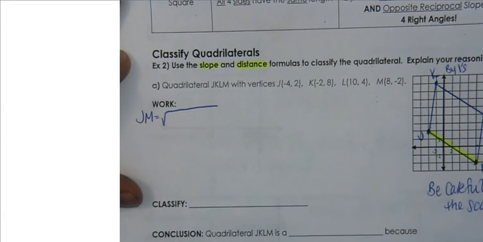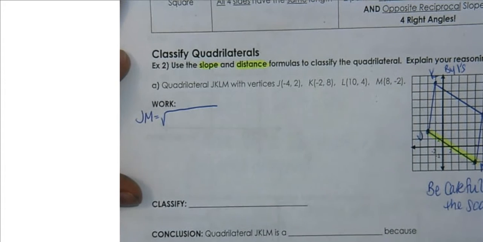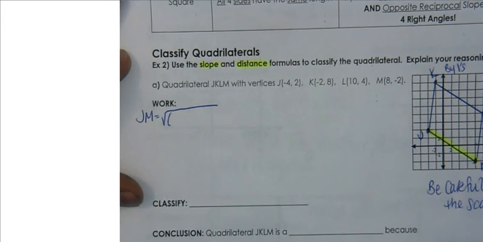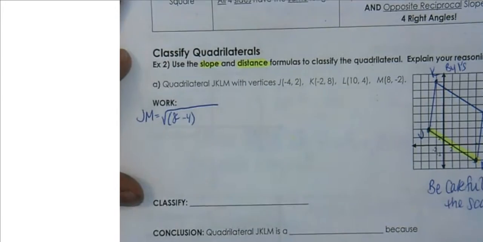So here is the work for finding all of the distances for JM. I'm just going to be using the ordered pairs that are given. And if it helps you to write x2, y2, x1, y1, you're welcome to do that. If it doesn't help you, then don't write it. So I'm working with J and M, and I'm going to write 8 minus -4, please be careful with your signs, squared, plus -2 minus 2, squared.